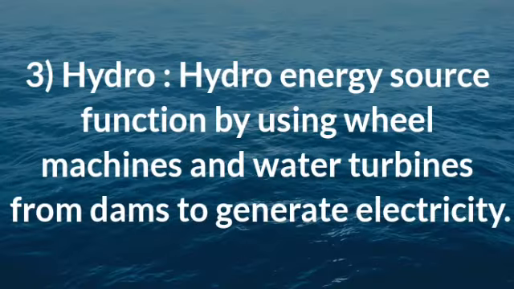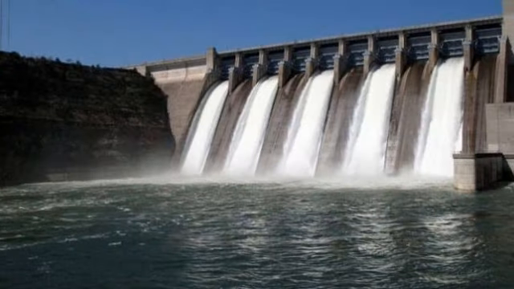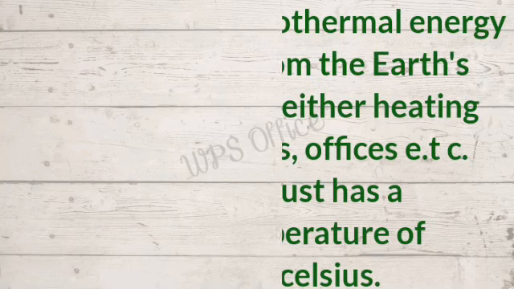Number 3, hydro. Hydro is another source of electricity. Hydro energy functions by using wheel machines and water turbines from dams to generate electricity, making use of water. So this is a picture of a dam with the forceful coming out of the water generating electricity, making use of turbines, which is a machine, as a source.